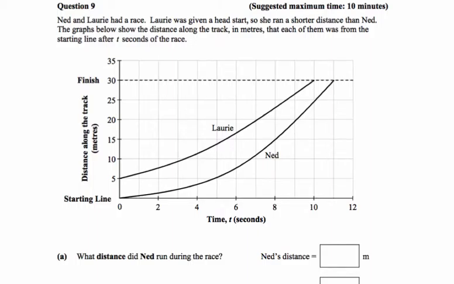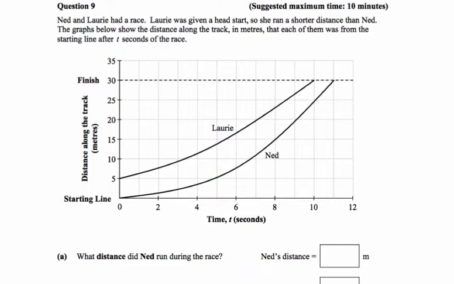So this is question 9 from the 2016 Junior Cert Ordinary Level, Paper 1. The question reads, Ned and Laurie had a race. Laurie was given a head start, so she ran a shorter distance than Ned. The graph below shows the distance along the track in meters that each of them was from the starting line after t seconds of the race.